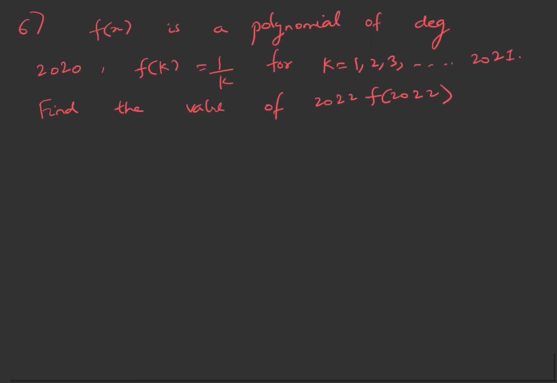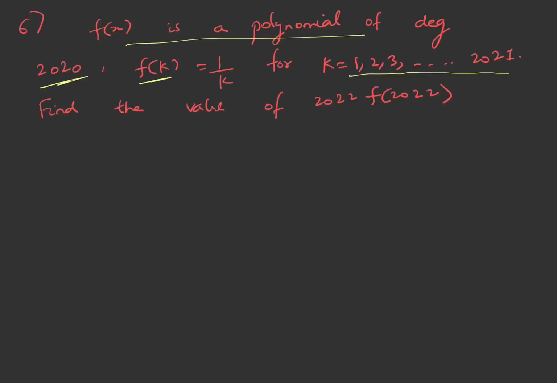Now let us move to the next problem. In this question it is given that f of x is a polynomial of degree 2020 and f of k is equal to 1 by k for k equals 1, 2, 3, and so on up to 2021. You need to find the value of 2022 times f of 2022. So let us solve this problem.